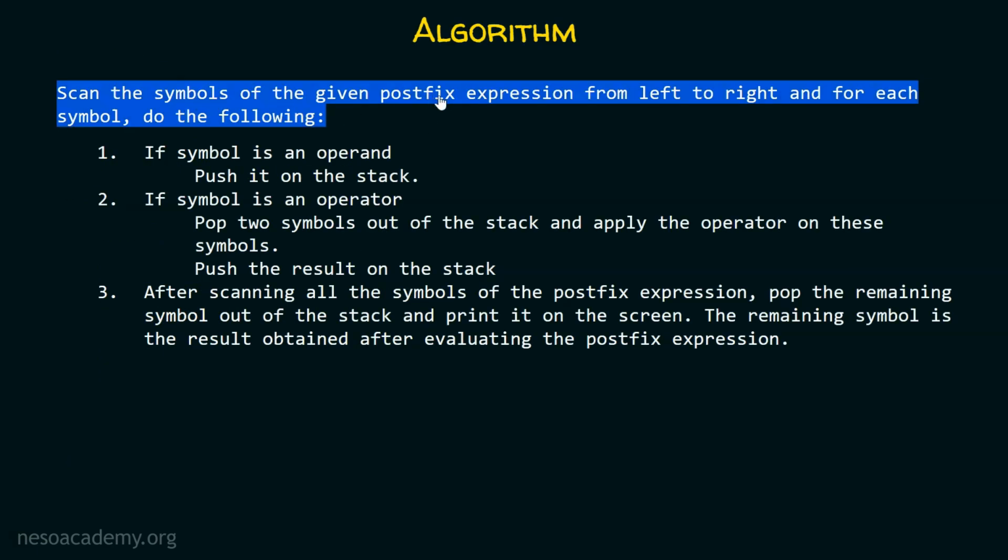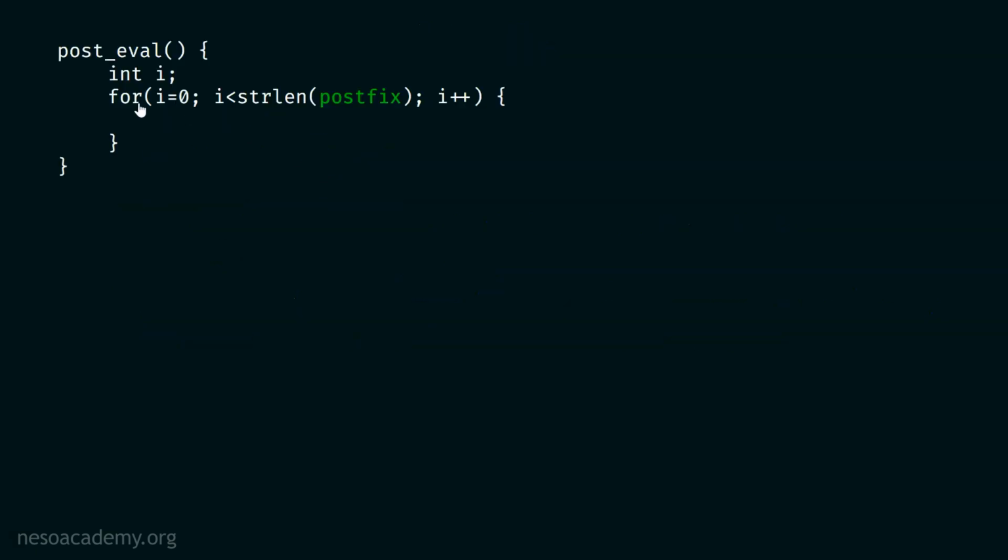Scan the symbols of the given postfix expression from left to right, and for each symbol do the following. Okay, we have to scan the symbols of the given postfix expression. This means we are dealing with the postfix array and we have to scan all of its symbols. For this, in the post eval function, we have to write a for loop which runs from I equal to 0 to I less than string length of postfix. I hope this is clear.